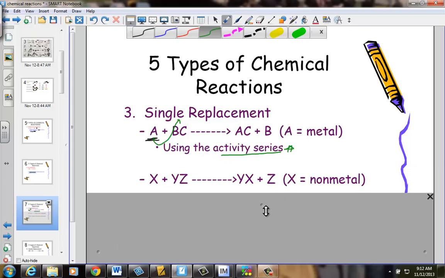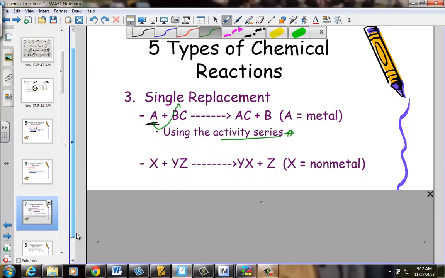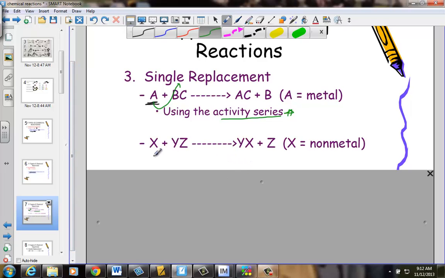What if, as in the second pattern, and I use just different letters here to help us designate, we have an element with a compound, but the element now is a non-metal. If X is a non-metal, it is going to exchange places with the non-metal in our compound. If X is strong enough, again, checking something we'll learn about a little bit more, but just previewing this term, the activity series. If the element X is a non-metal and it's strong enough, it will displace the element Z in our compound.